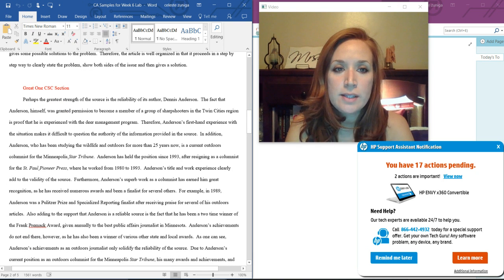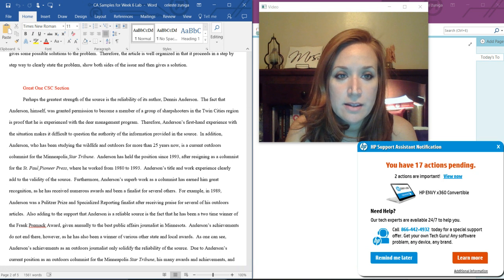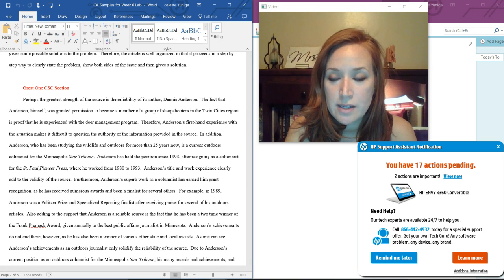So this is one of the best ones I've had. The claim that the student's making here is that the reliability of the author, Dennis Anderson, makes the source strong, that the source's author that they plan to use is very reliable.